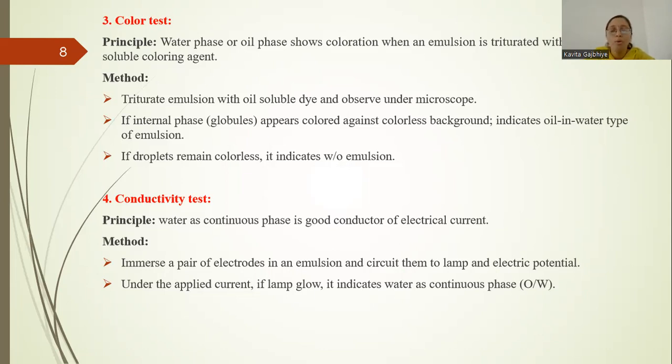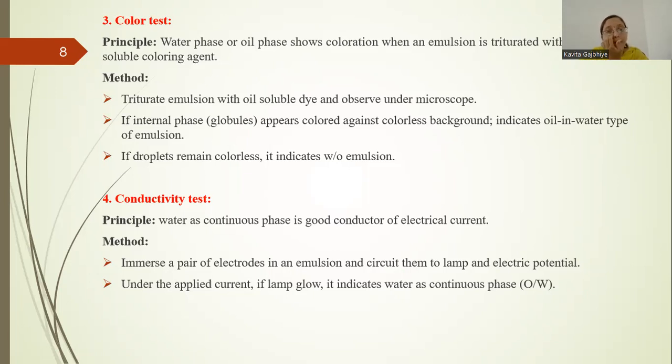Now see, both the phases, that is the oil phase as well as the water phase, can show coloration. Now suppose if the internal phase, that is the globules, appear colored against the colorless background, it indicates oil in water type of emulsion. Whereas if the droplets remain colorless, it indicates W by O type of emulsion. Basically, as compared to water, the oil shows more of the color.